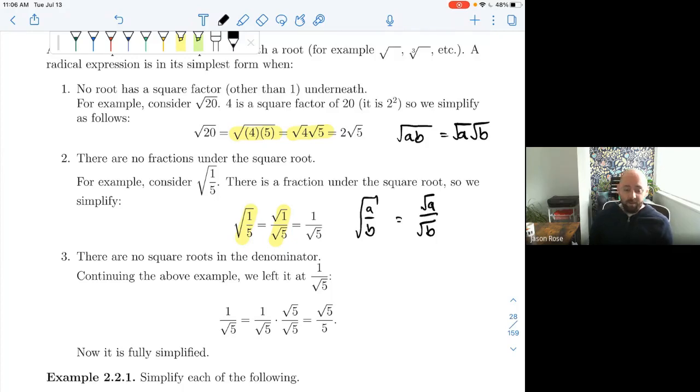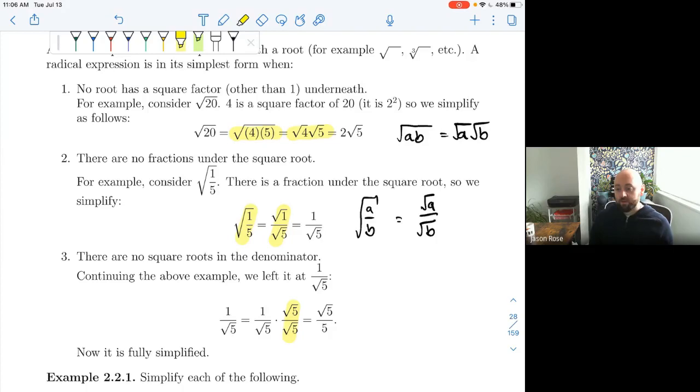And the final thing that you need to simplify is that if you have a square root in the denominator, you want to get square roots out of the denominators. There should only be square roots in numerators. So we're continuing where we left off. We had 1 over root 5. The way that you can get rid of that is you multiply above and below by root 5.